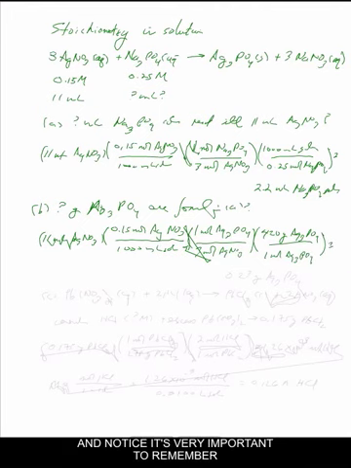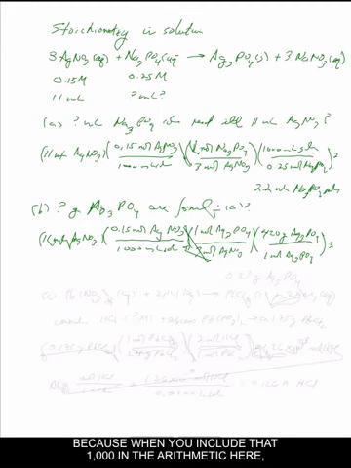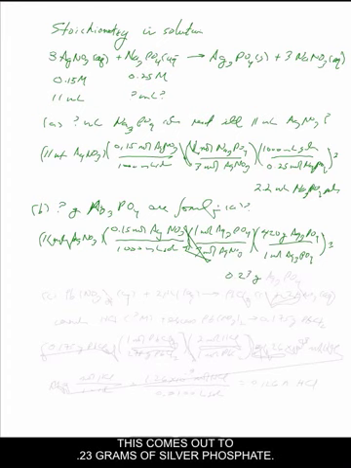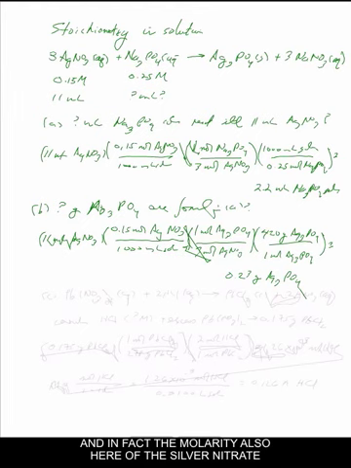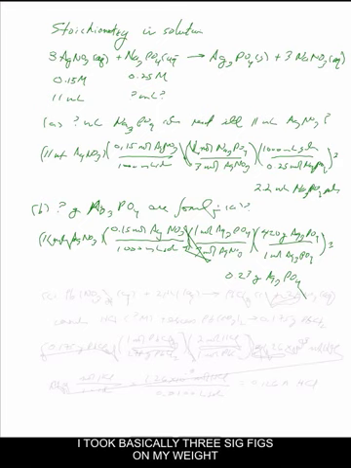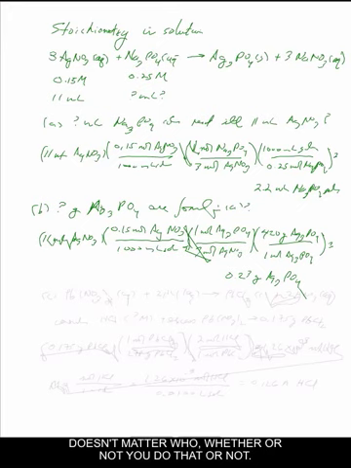And notice it's very important to remember the 0.15 moles silver nitrate per 1,000 mils of solution, because when you include that 1,000 in the arithmetic here, this comes out to 0.23 grams of silver phosphate. Notice I'm getting a 2 sig fig answer, by the way, based on the fact the volume and the molarity of the silver nitrate were both given as 2 sig fig numbers. I took basically 3 sig figs on my weight for the silver phosphate, but it doesn't matter whether or not you do that.